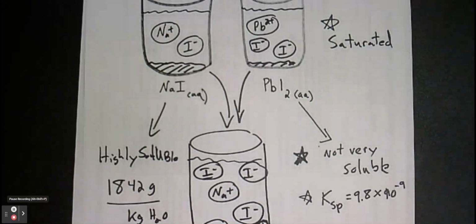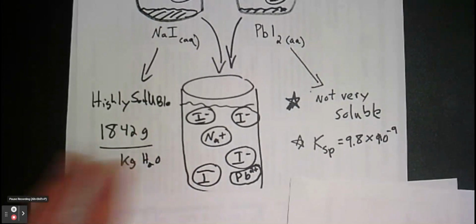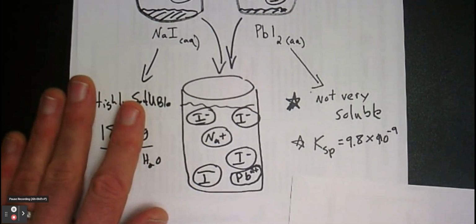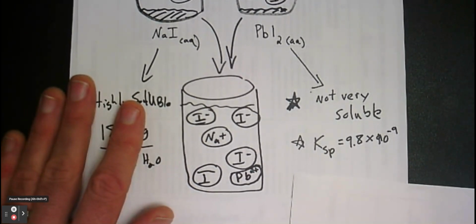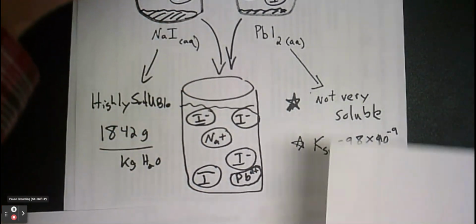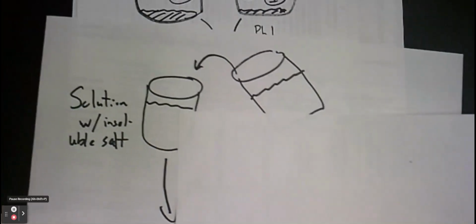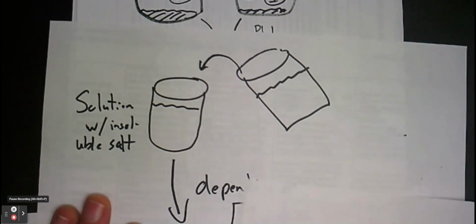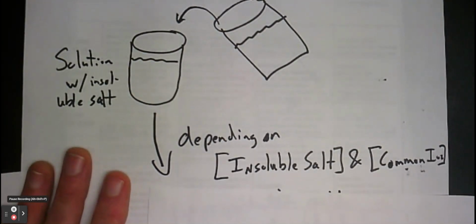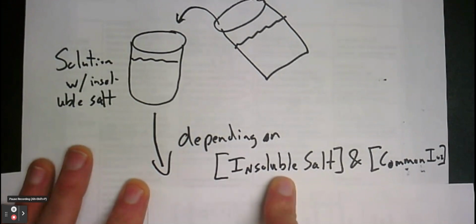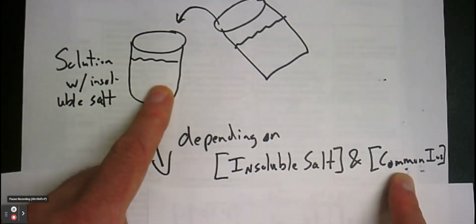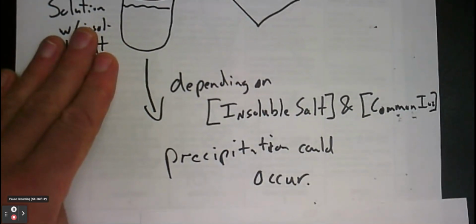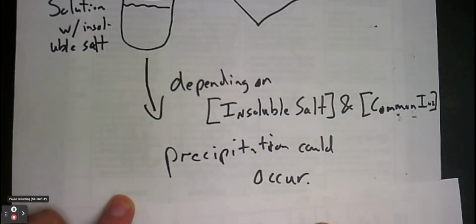So when I mix them, what's going to happen? What would happen to them? And I didn't add the solid. That's what the common ion effect is about. I take a solution with an insoluble salt and add a common ion to it. Depending upon the concentrations of your insoluble salt, the original solution, and your common ion, you could have precipitation.